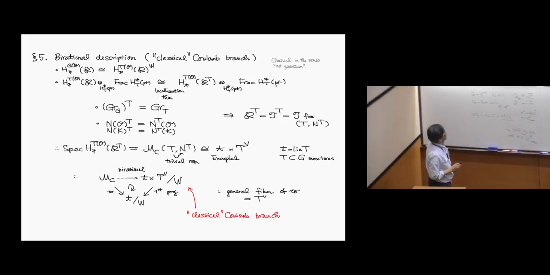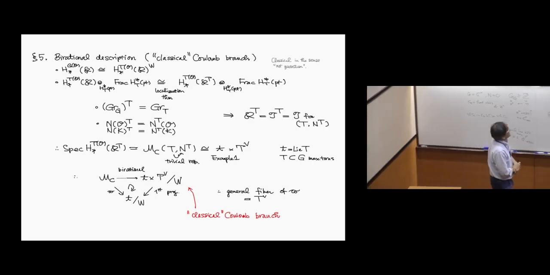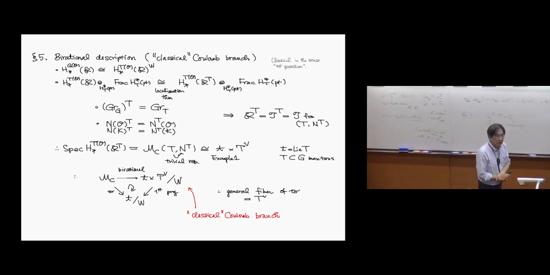In this case, the right-hand side is C cross C star, and the left is C^2. So they are different, but still birational. Okay, any question?